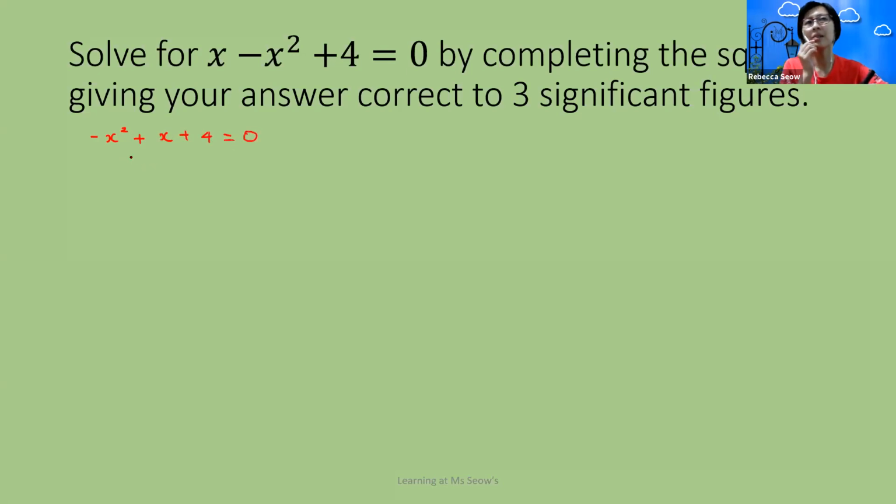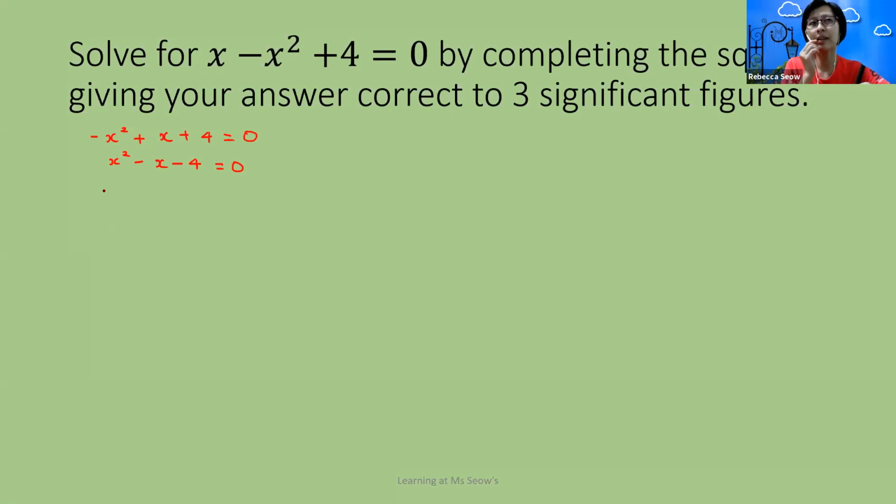Now, next, what we need to do is make sure that the coefficient of the x squared term is 1. So what we could do is multiply every single term in this equation by -1, and we can reverse the sign. All right, and after doing so, we can then complete the square.